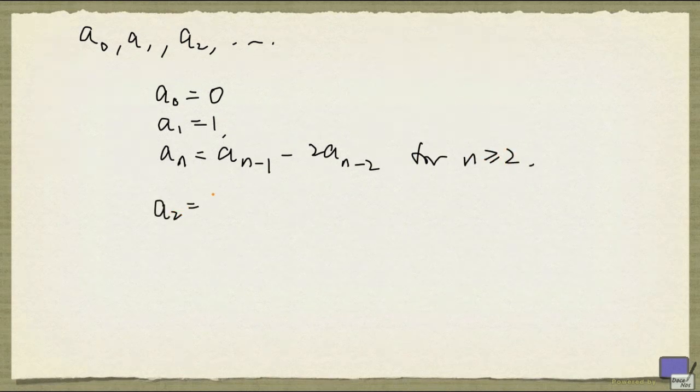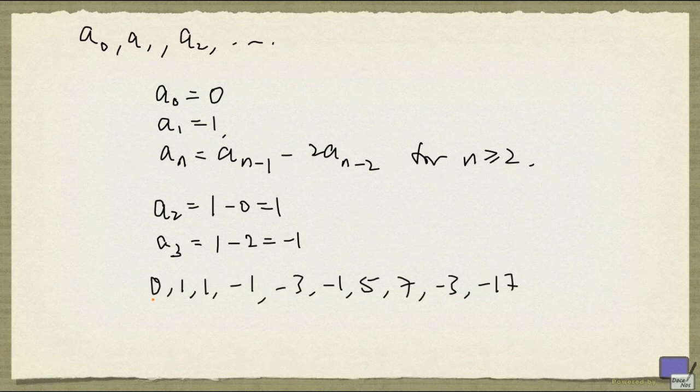So A2 is going to be 1 minus 0, so that's again 1. A3 is going to be 1 minus 2 times 1, so that's minus 1. And if you work out the first 10 terms of this sequence, you'll get this list. Now the question is, what is A100?